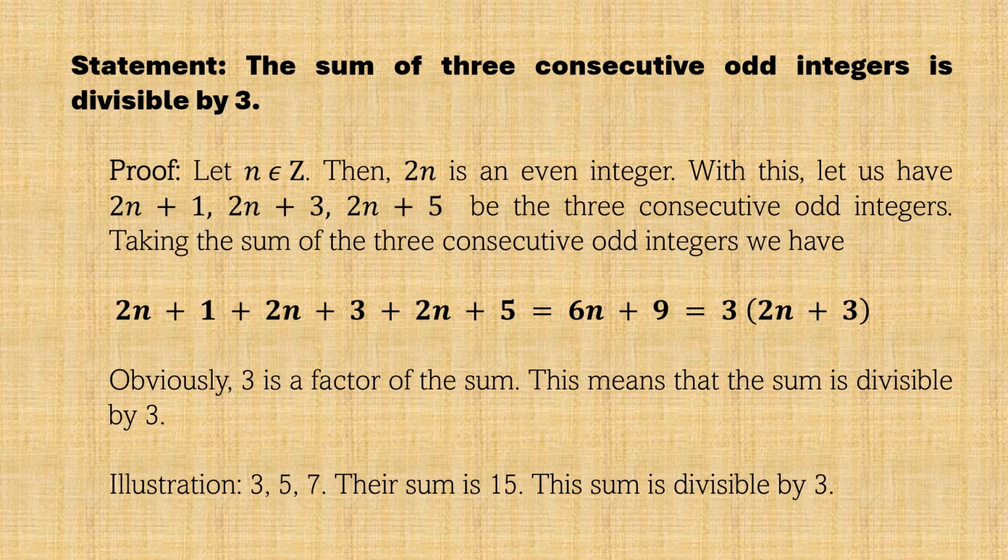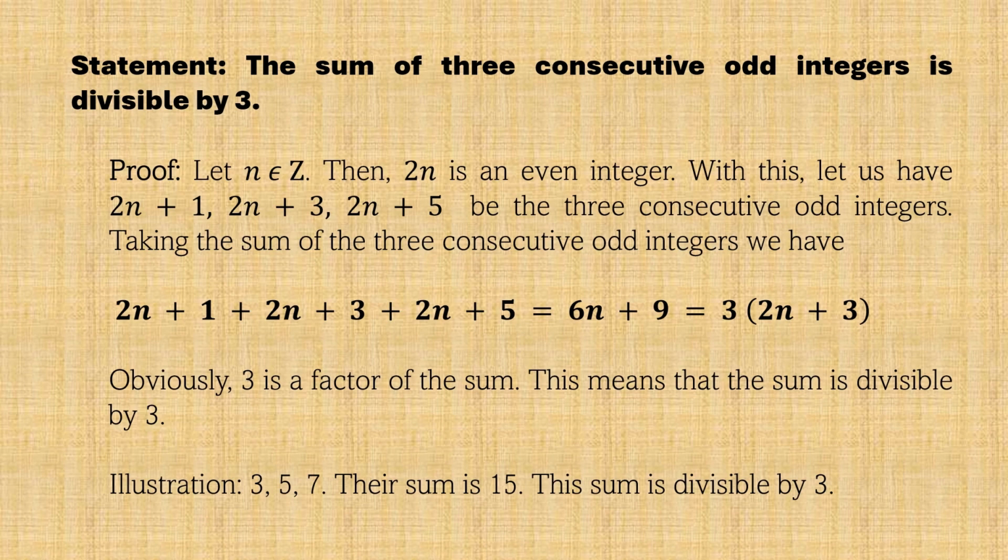Since 6 and 9 have a common factor 3, we can apply common monomial factoring, which gives us 3 times the quantity 2n plus 3. Obviously, 3 is a factor of the sum. This means that the sum is divisible by 3.